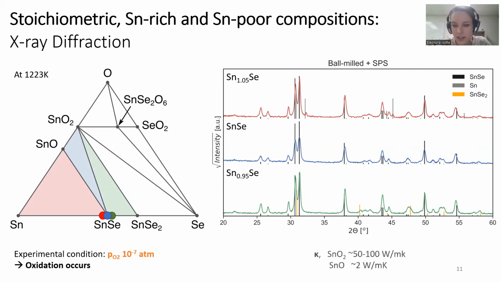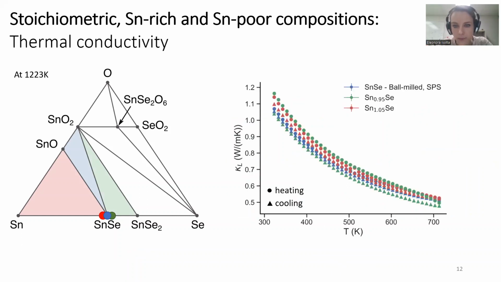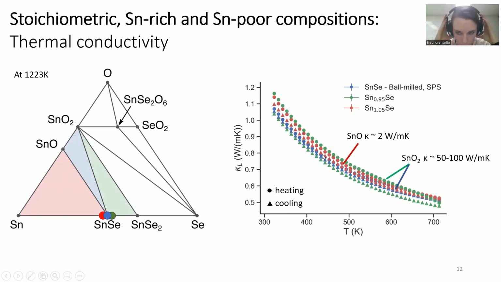So given that SnO and SnO2 have been reported with very different thermal conductivity, we would expect to see a difference in the overall thermal conductivity of the samples if oxides did play a role in thermal transport. So these are the results that we got. And apparently there's not a significant difference in the thermal conductivity of the three samples. They seem to lie in a very narrow region of thermal conductivity, no matter the type of oxide, almost on top of each other.